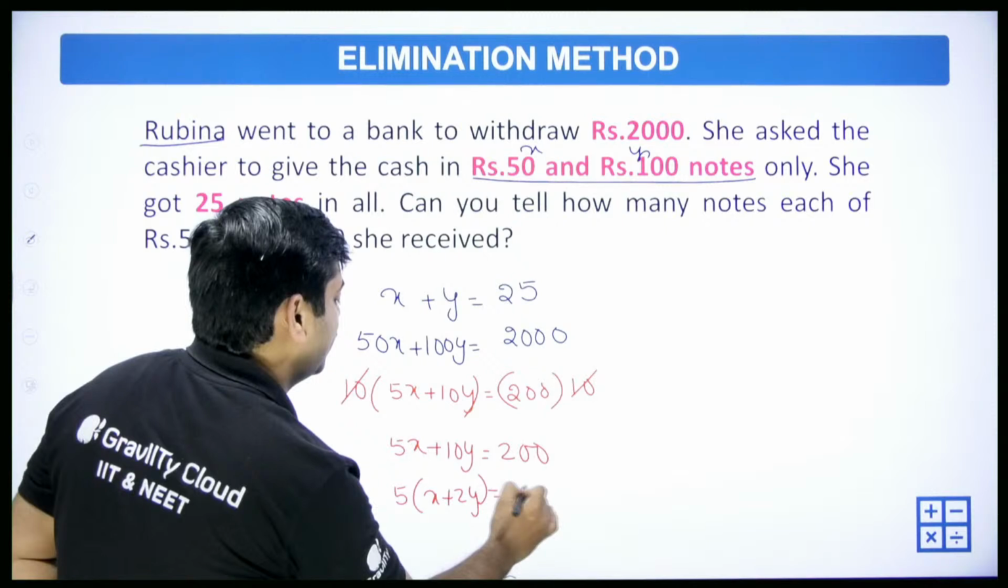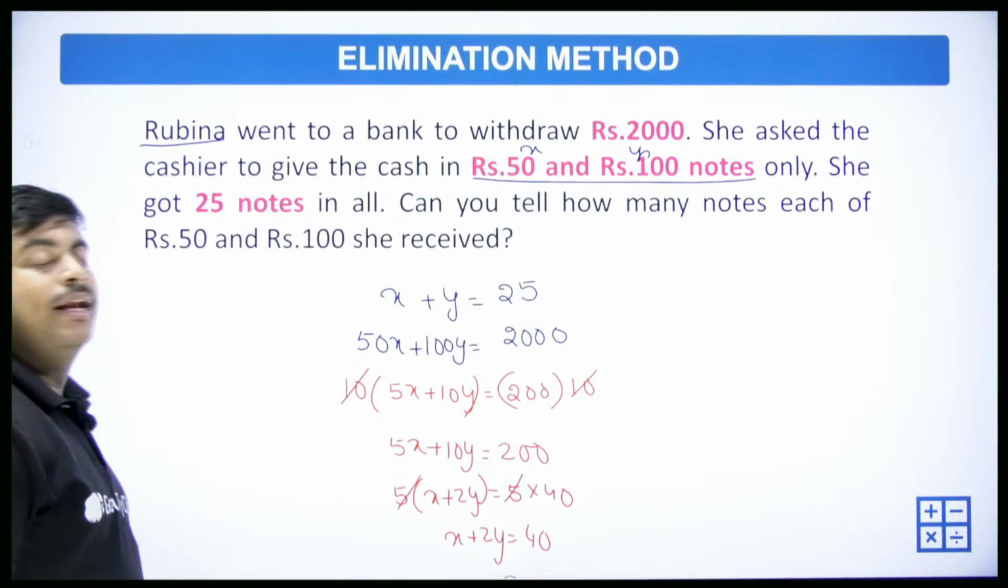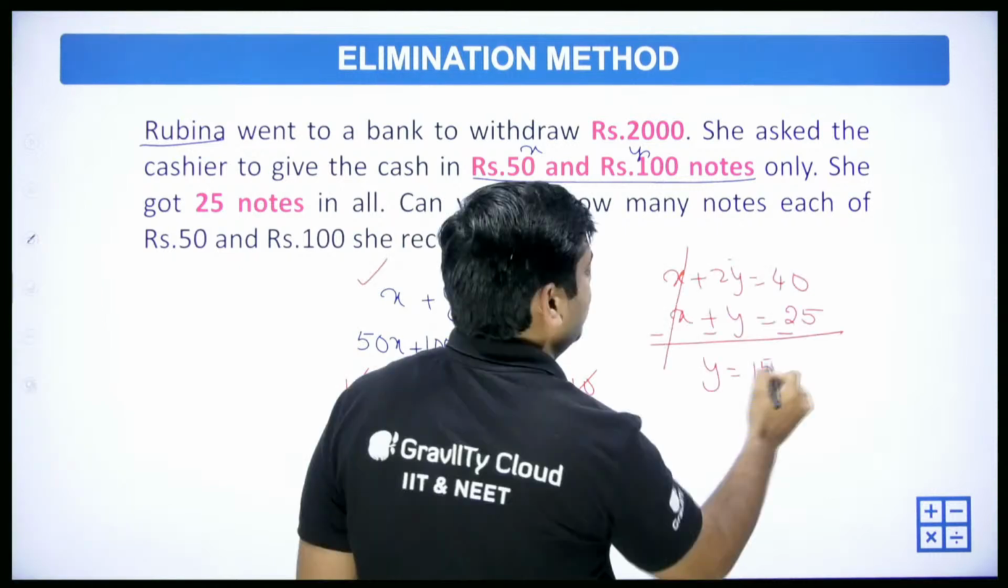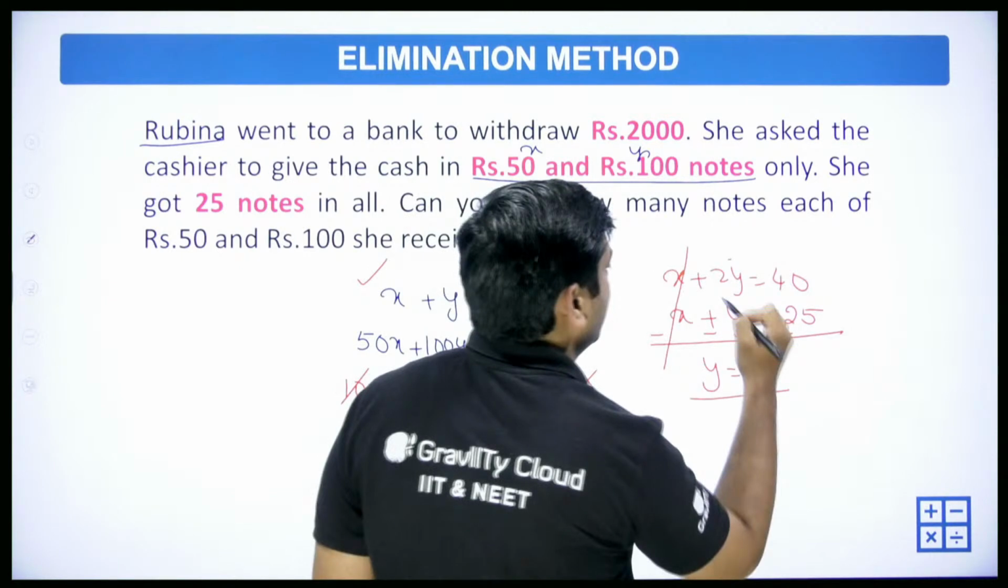So we're having two equations. One, x plus 2y is equal to 40, and the other, that is the first equation, x plus y is equal to 25. Now tell me how to get the value of x and y. We can get it by the elimination method. Just subtract, you can see x gets cancelled. Signs change: x minus x gets cancelled, 2y minus y is y, and 40 minus 25 is 15. So y is equal to 15, correct?